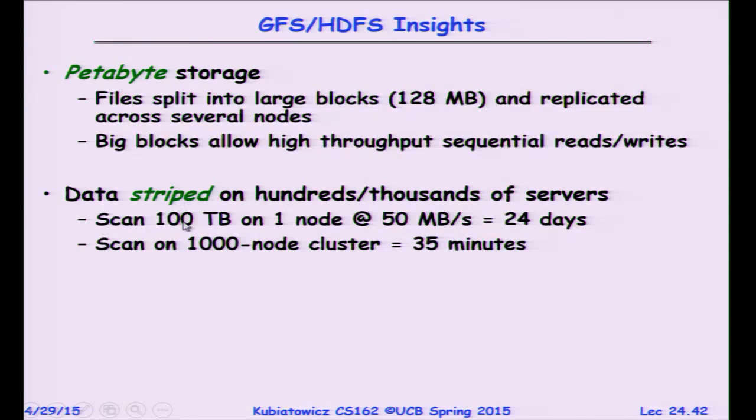Why? Well, if you scan a 100 terabyte image on one node, what does scan mean? Scan means go through the whole thing. And suppose you can do 50 megabytes per second because maybe that's your disk head bandwidth. It's going to take you 24 days. And this, by the way, is exactly why you want to have RAID 6 as well, because if a disk fails, it takes all that time to repair. A scan on a 1,000-node cluster takes 35 minutes. So if you've got a lot of 100 terabyte images, you want to do this on 1,000 nodes, not on one.